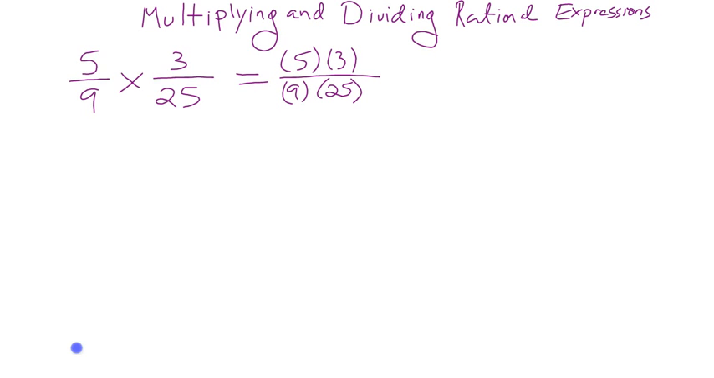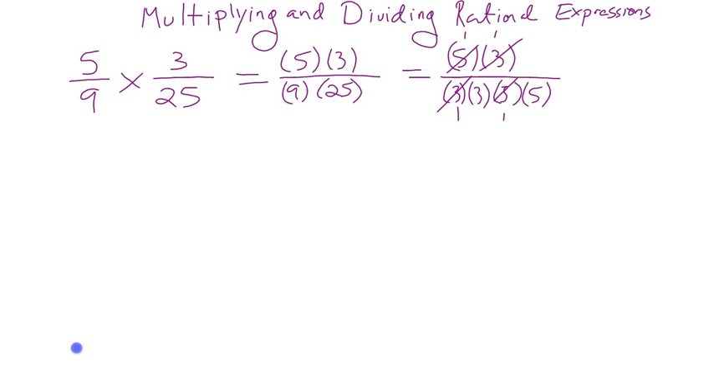And what we could do next, which isn't something that we would usually do, but I'll show you, is write this in a factored form. So the top would stay as 5 times 3, the bottom would become 9, which is 3 times 3, and 25, which is 5 times 5. Now we can cancel, so the 3 takes out the 3. When you cancel, you're really dividing top and bottom by 3. You're leaving behind a 1, and the 5, and that 5. So we're left with 1 up top, and 15 on the bottom.